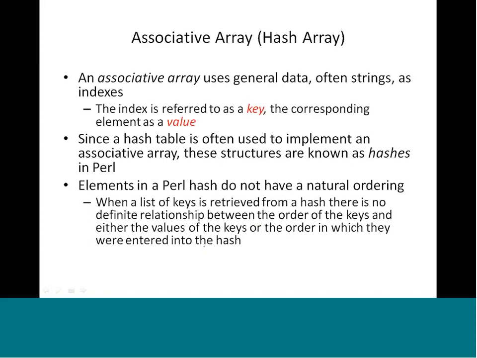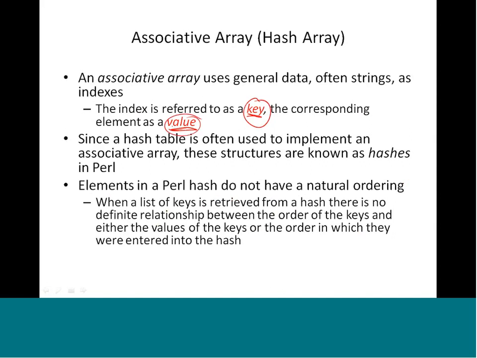So a hash array, a couple of things. One is it does not have a numerical index. It uses general data, often strings, as indexes or indices. The index itself is referred to as key in a hash array, and then the corresponding element is its value. So these two terms are very important because we will be looking at this from these two terms. So I want you to remember this.